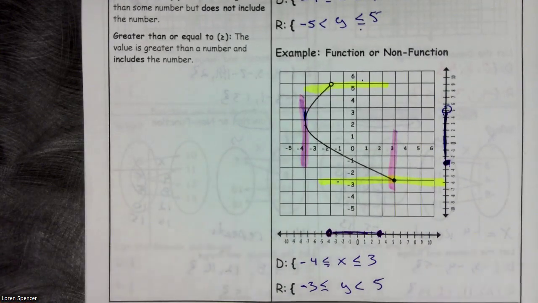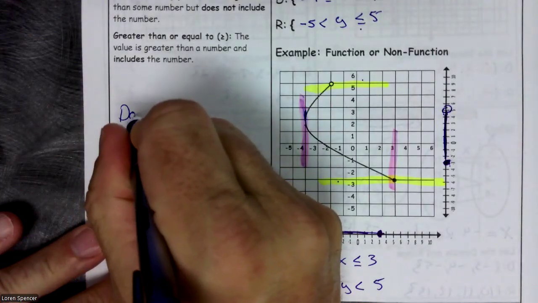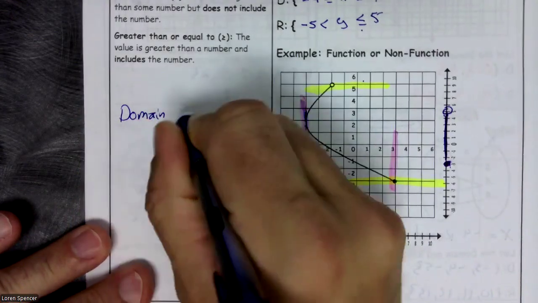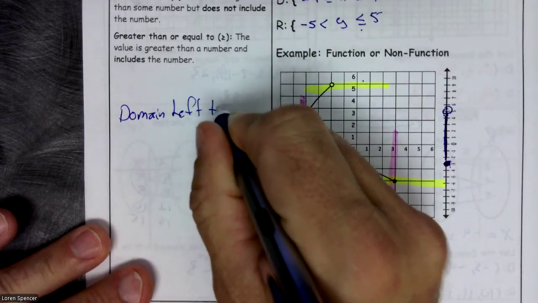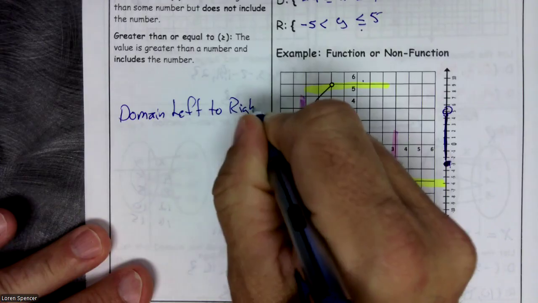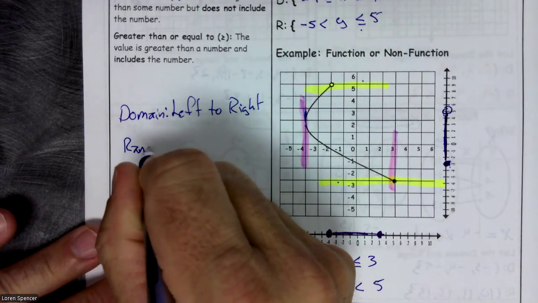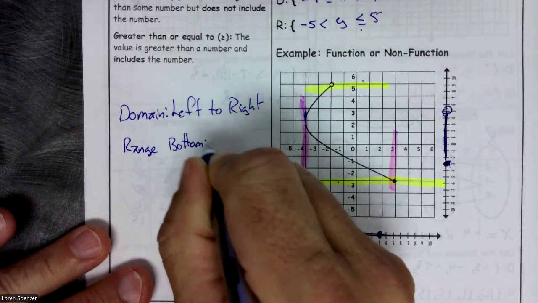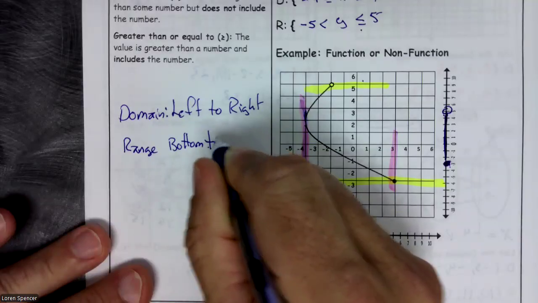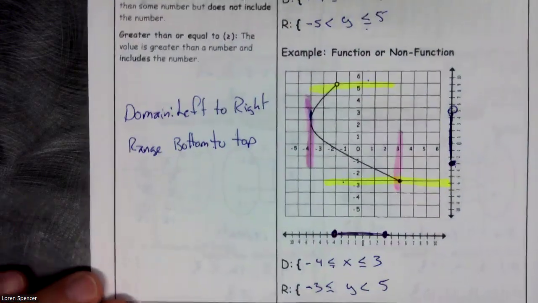All right, want to make a note off to the side. Domain: left to right. Range: bottom to top. All right. I hope this helps.